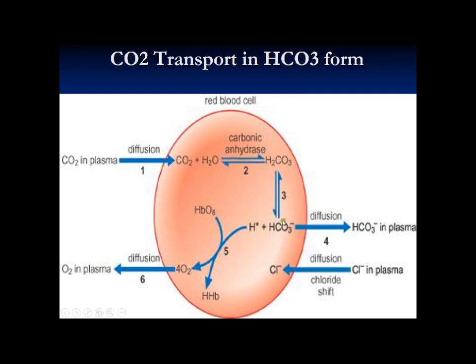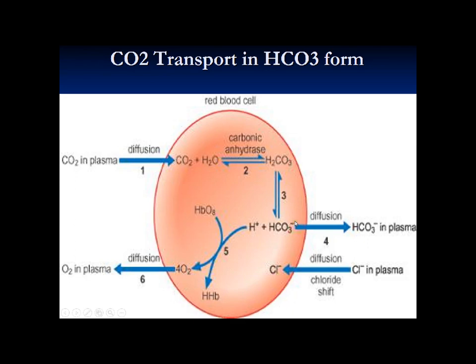This bicarbonate diffuses out from the RBCs into the plasma. In place of the bicarbonate, chloride will enter the cell, because bicarbonate is a negatively charged ion. So in place of the bicarbonate which diffuses out, a negatively charged substance must enter the cell in order to equalize the negative and positive charge ions. Because the cell membrane is not permeable to positive charge ions, no positive ions are going to enter or leave the RBC.